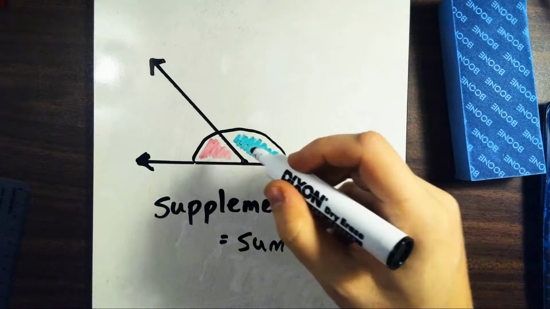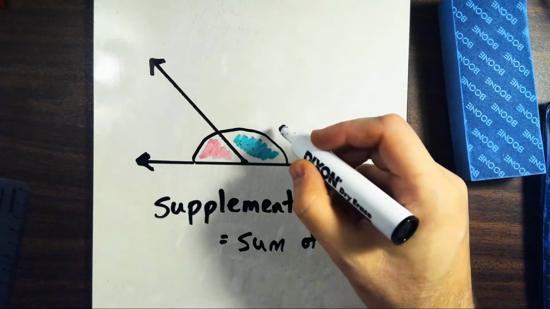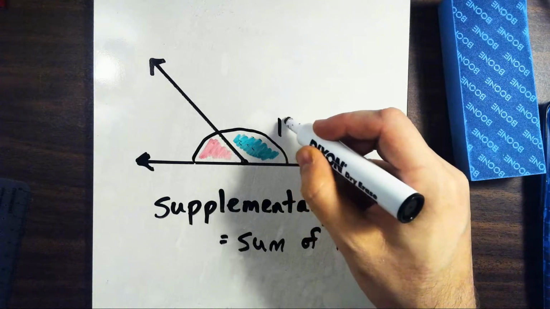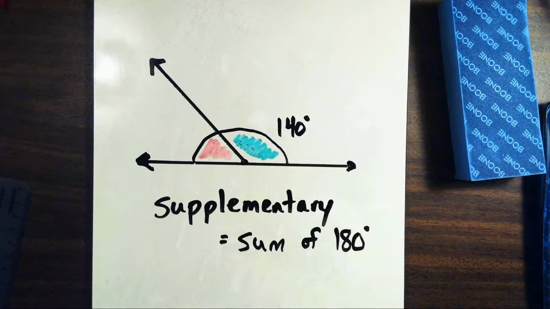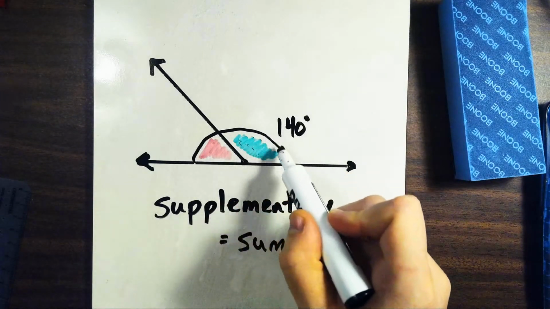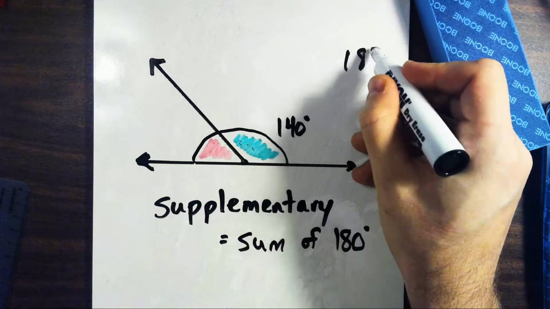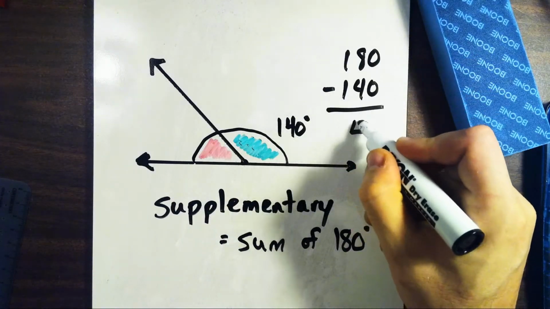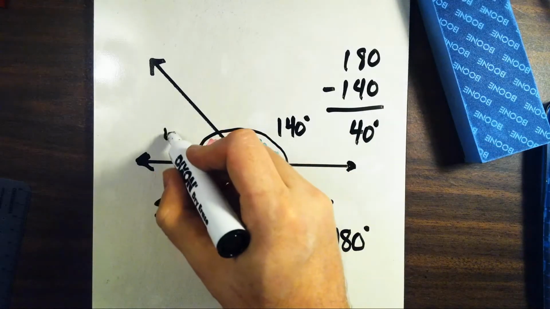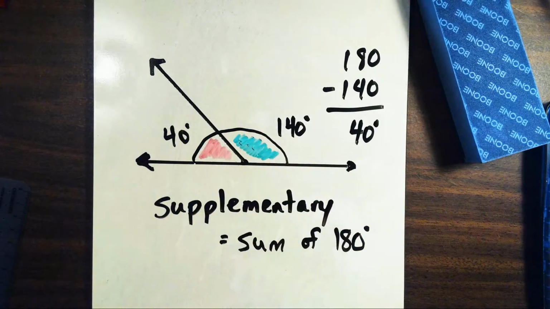So again, if I knew the measure of this angle right here was 140 degrees, it's pretty easy for me to find the measure of my red angle, because I know the entire arc here is 180. I take away my green angle, and I'm left with my red angle. So it would have a measure of 40 degrees. So that is the difference between complementary and supplementary angles.